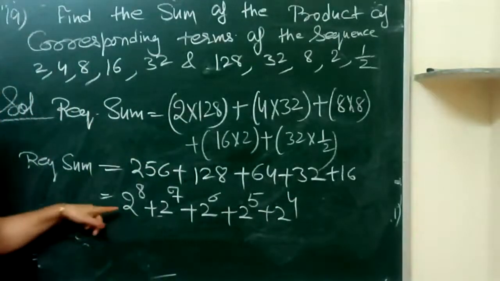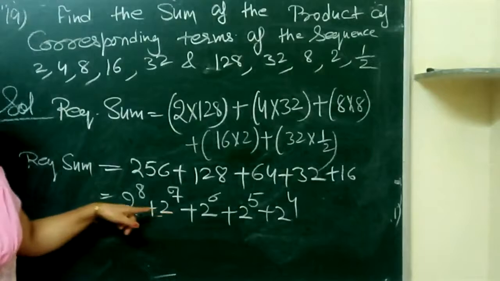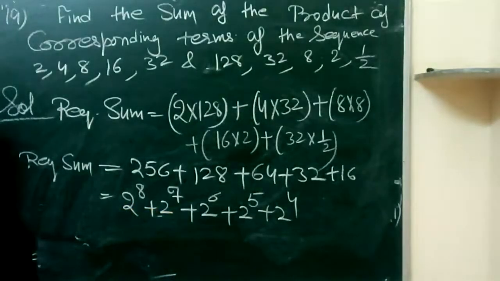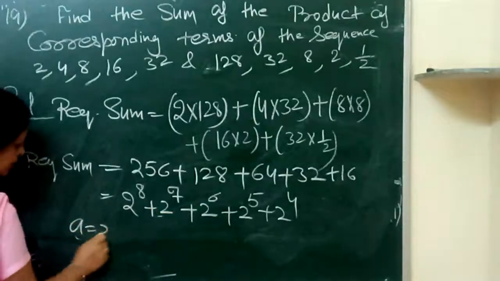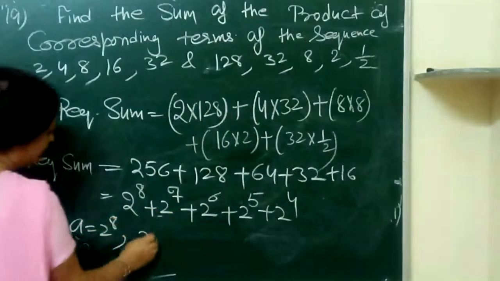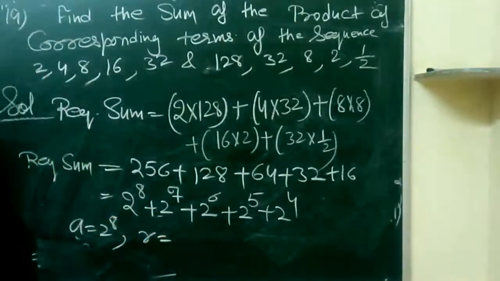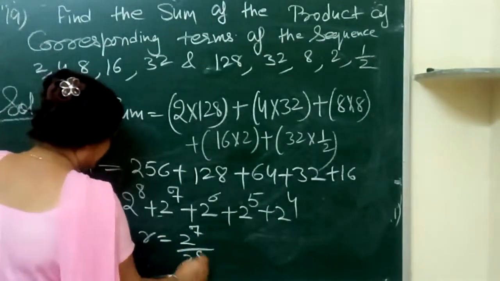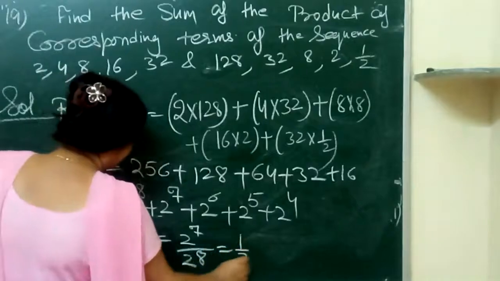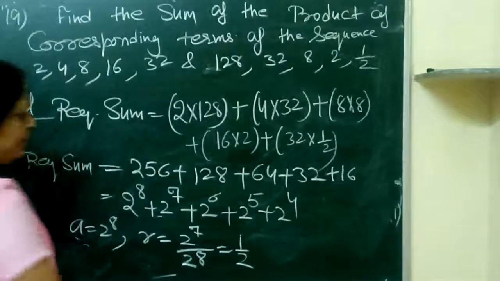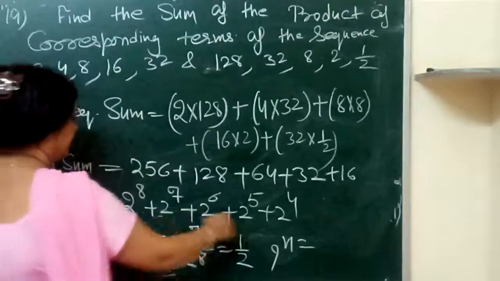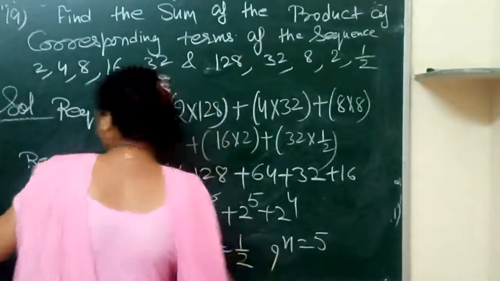After that you can see here what is A. A is 2 raised to power 8, or you can say 256. Now we have to find out the ratio. Ratio is second term divided by first term, so it is coming 1 by 2. And the number of terms, that is n. How many terms are here? 5 terms. So n is equal to 5.